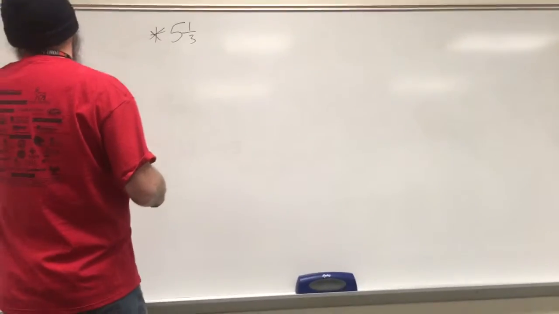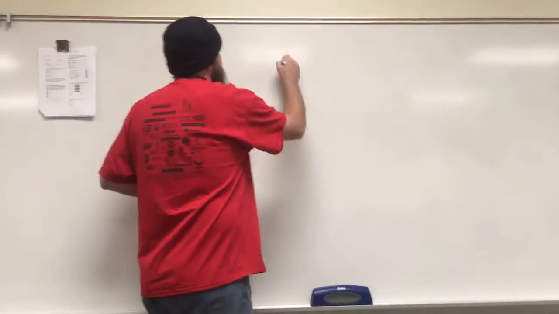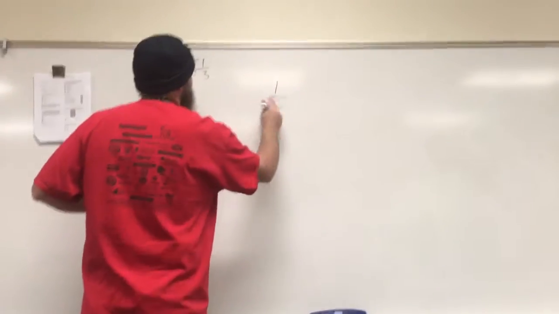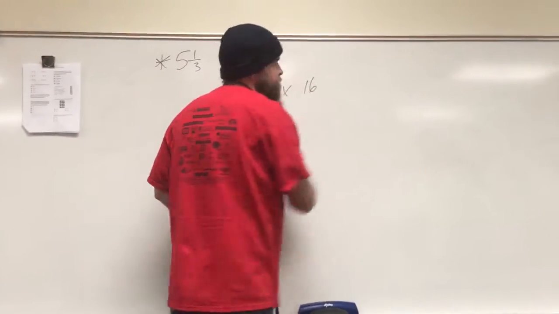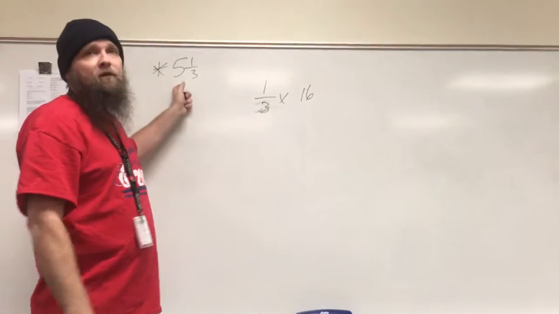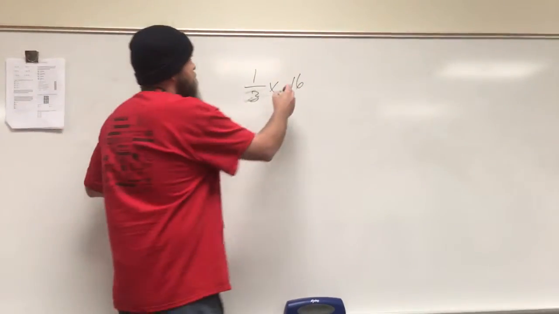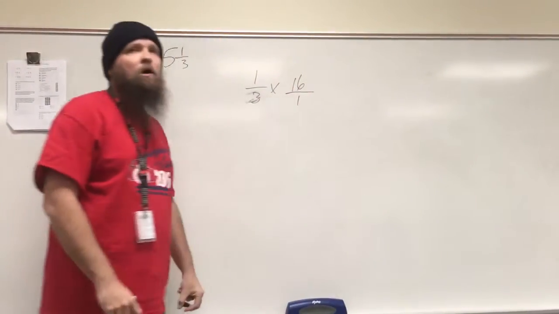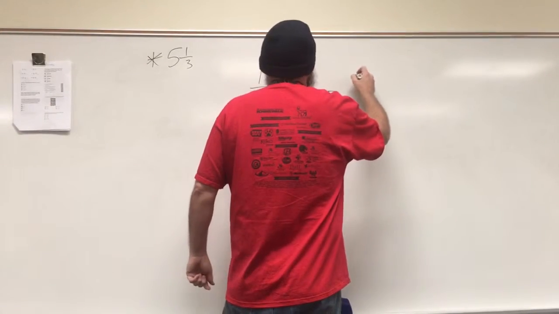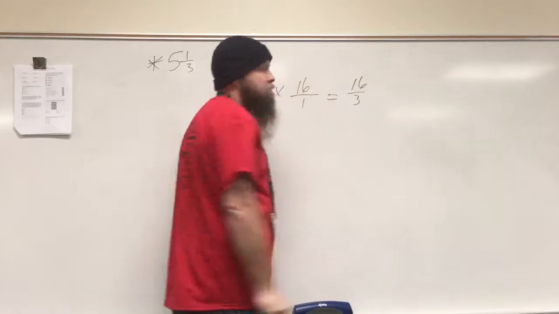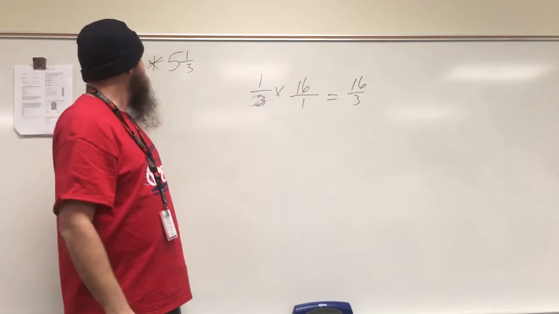D says 1/3 times 16. Again, my target for this problem is 5 and 1/3. I'm going to change 16 to 16 over 1. Multiply straight across. 16 thirds.